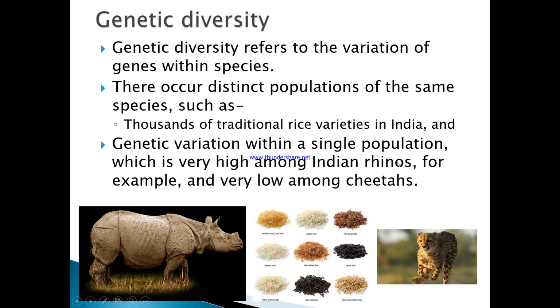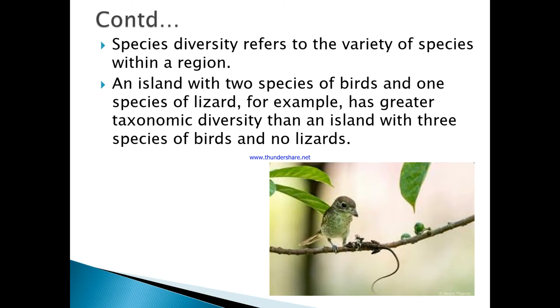Similarly, Indian rhinos have different varieties within the species. But in the case of the cheetah, there is no such kind of diversity. Cheetah is cheetah. Okay, let's go ahead. Species diversity refers to the variety of species within a region. An island with two species of birds and one species of lizard, for example, has greater taxonomic diversity than an island with three species of birds and no lizards.